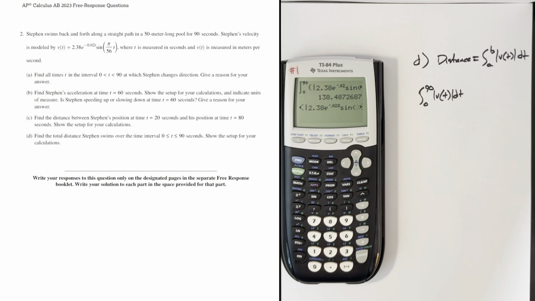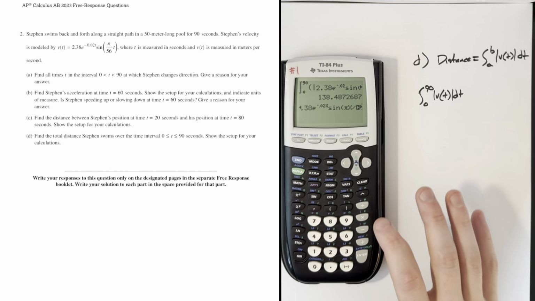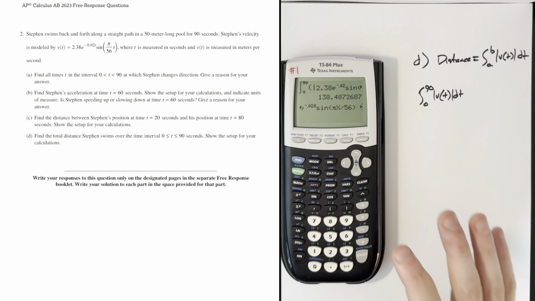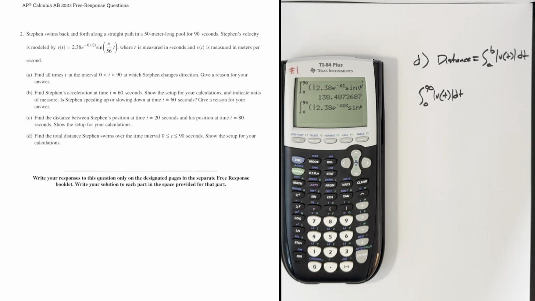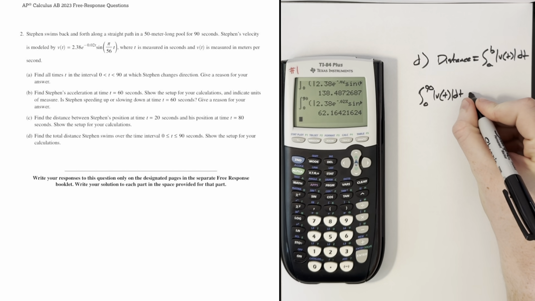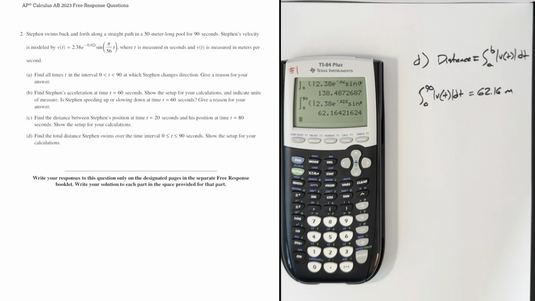So don't listen to me too often. You might miss a lot of questions on the AP exam. That would have been mine. But same as before, I type it in, get dx. Now I click enter. Hopefully we get the answer that they have now. It'd be really awkward if I messed it up twice. Let's see. Calculator, come on. There we go. And that is the answer that they have. It is 62.16. And our units are meters because it is total distance, right?